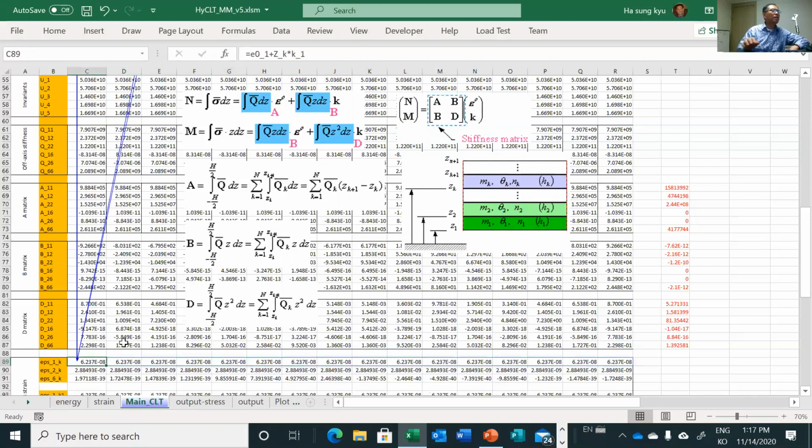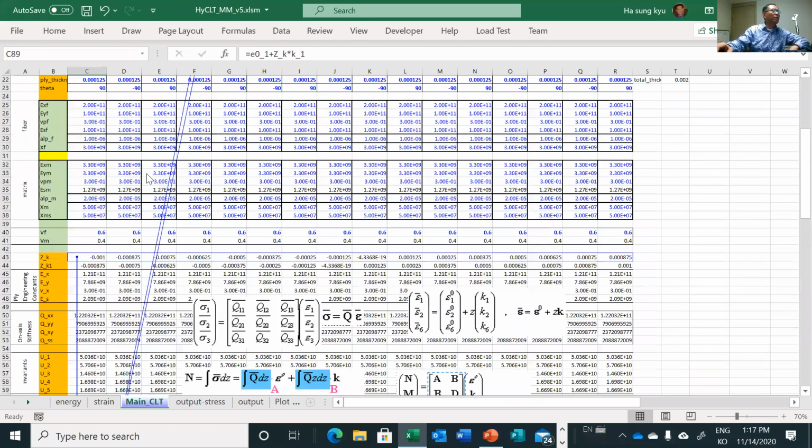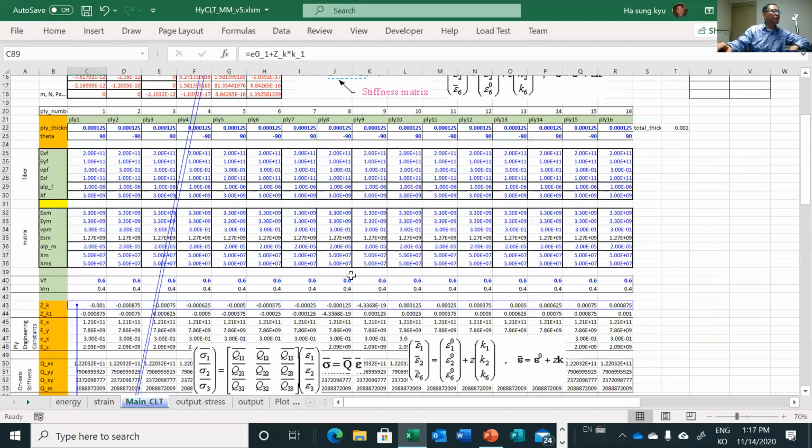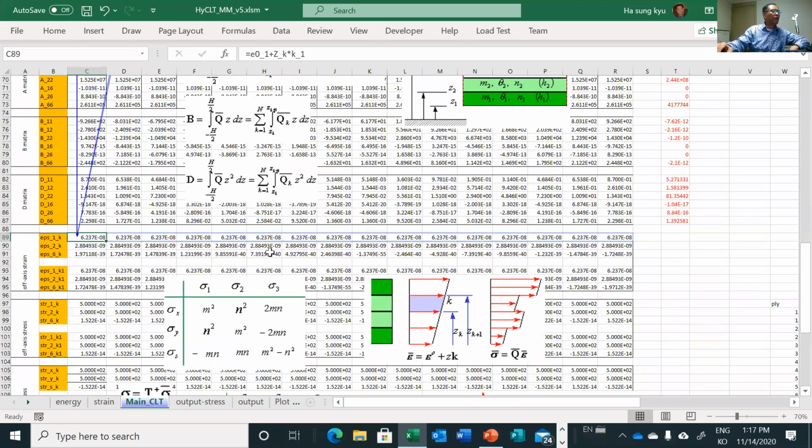For each ply, the variable that is changing is the Zk, right? Zk is the one which is a vector, a table, a value along here. So each column we have a different Zk.